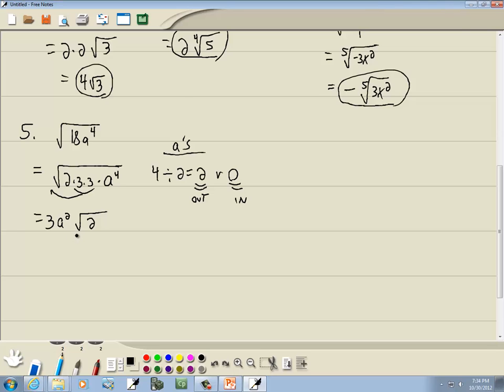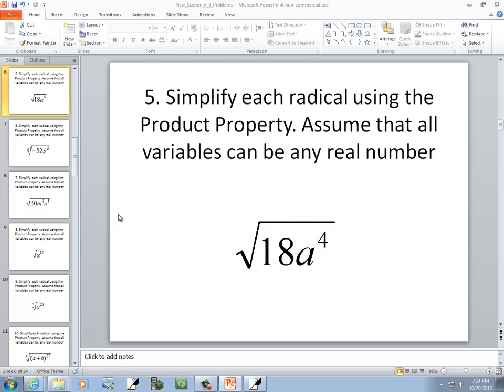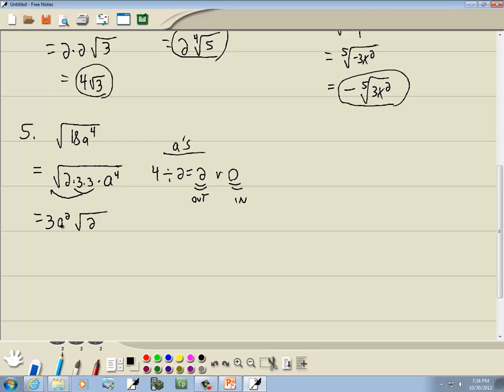Now, it says to assume that all variables can be any real number. That means this can be positive or negative. You can never have a negative number come out of a square root, or any radical with an even index. An odd index is fine, like up here, where we had a negative number come out just fine. But when your index is even, you can't have a negative number come out. How we ensure that it's positive is that whatever variable comes out, you put absolute value bars around it, like that.